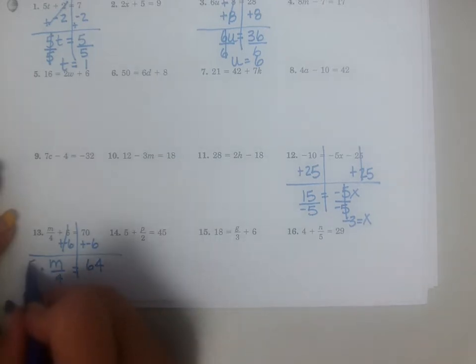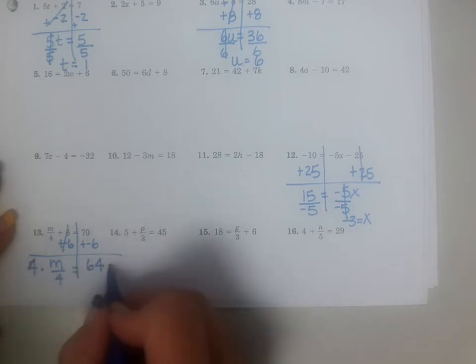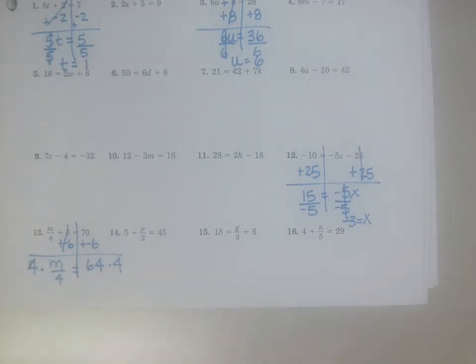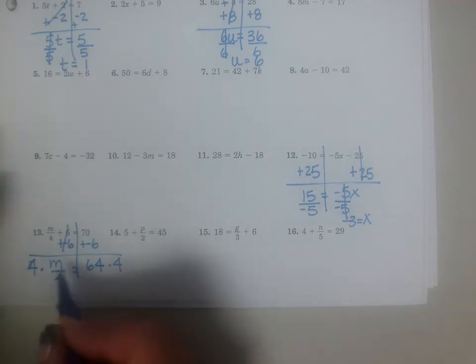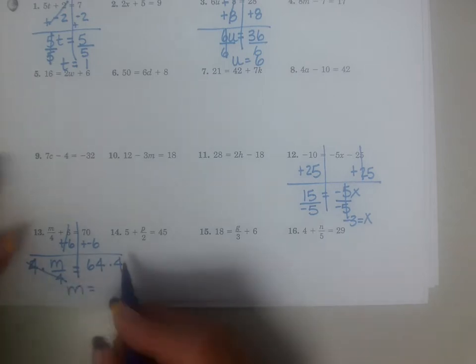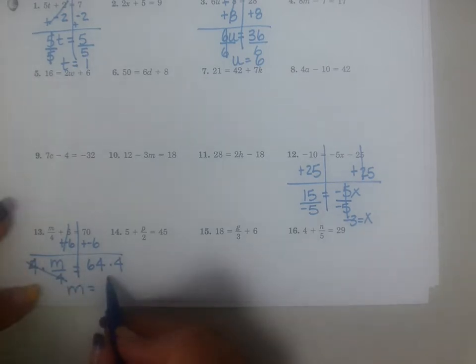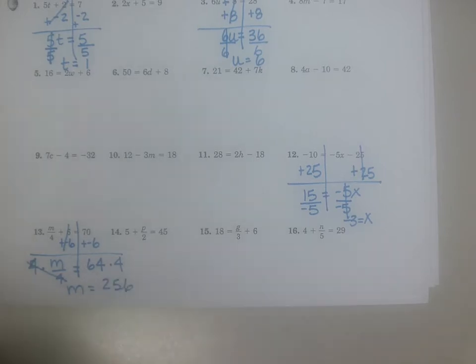I'm going to undo and times both sides by 4. The 4's will cross out. And if I multiply 64 times 4, I'm going to get 256. Okay?